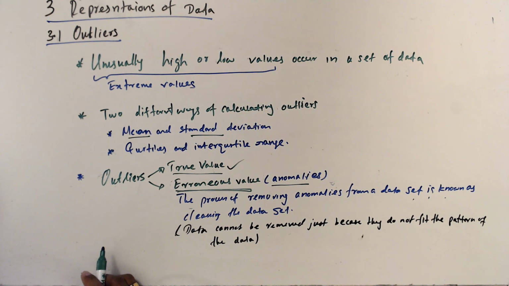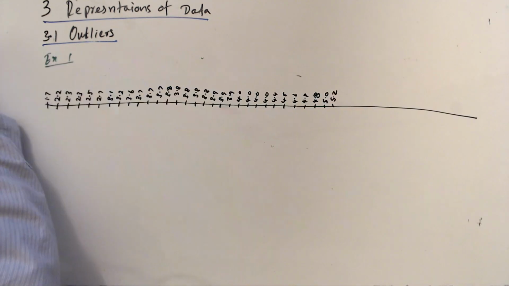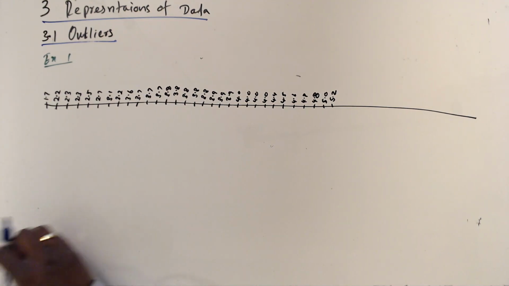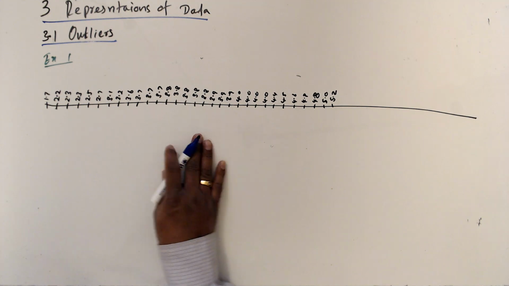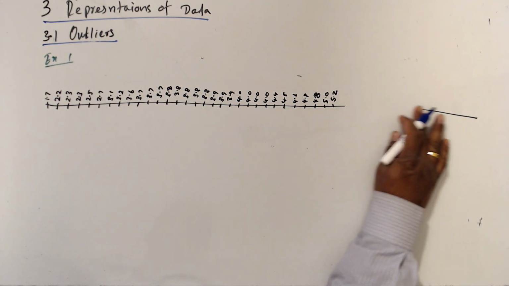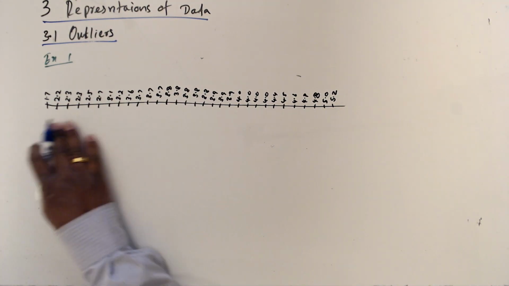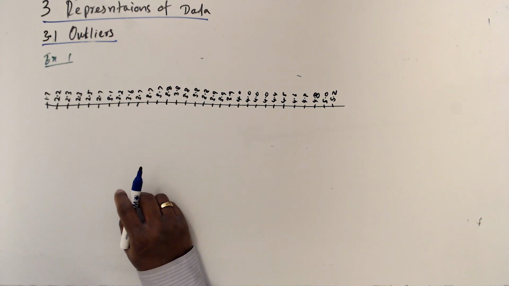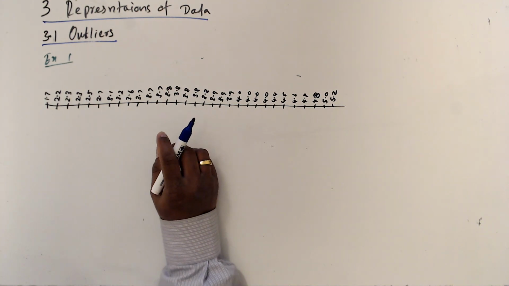We'll discuss example now. This is example one in the book. I just marked the numbers like this, all the data on the number line. First of all, this is 30 blood glucose values of 30 females recorded.